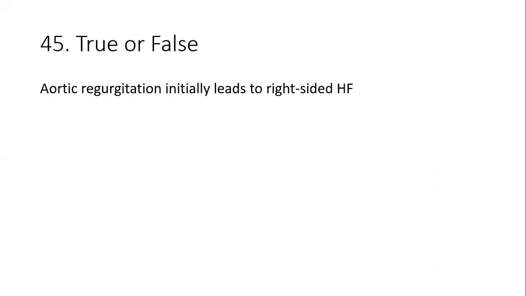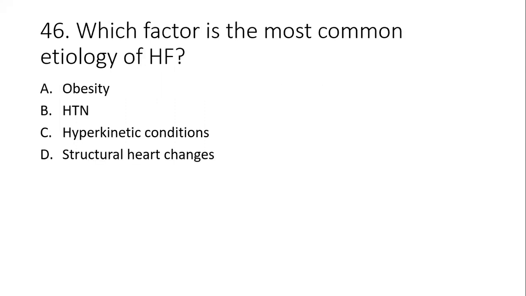Okay, true or false? Aortic regurgitation initially leads to right-sided heart failure. False. It's going to be the left side, because the left side is what initially has to compensate to get that blood out. Which factor is the most common etiology of heart failure?